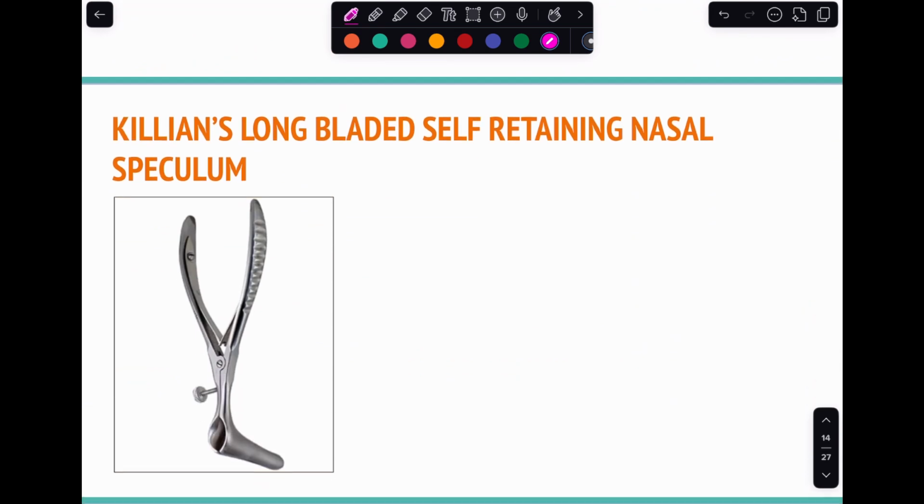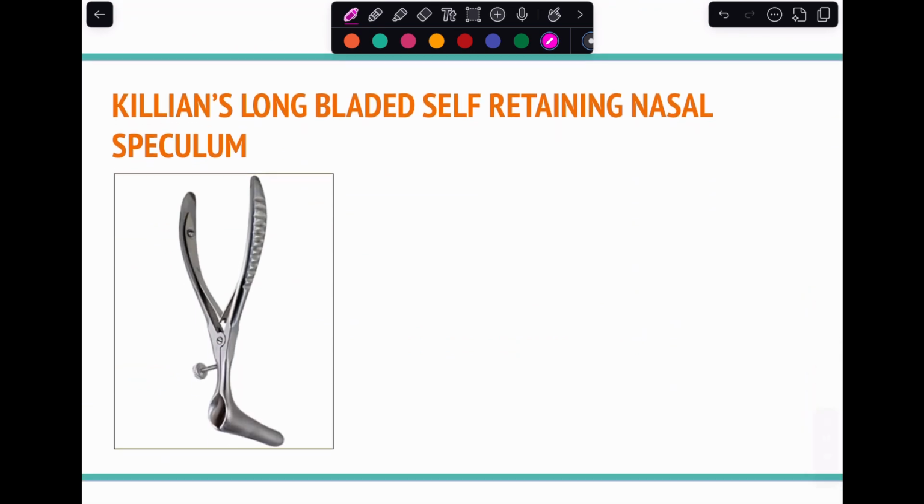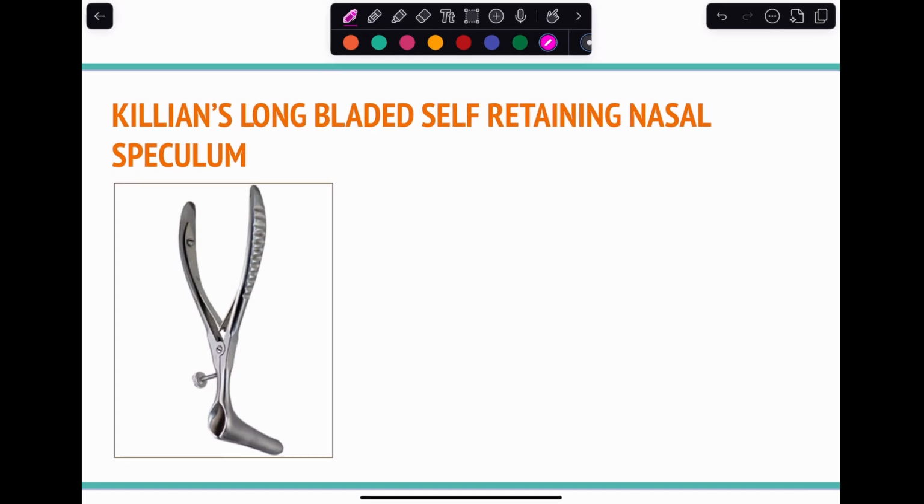Next, let's move on to Killian's long-bladed self-retaining nasal speculum. As you can see over here, it has very long blades and it has a self-retaining mechanism, which is why the name is such. So let's first talk about the different parts of it. First of all, we have the two long blades over here. This is what enters the nasal cavity. Then we have the handle over here. This is used to open and close the blades.